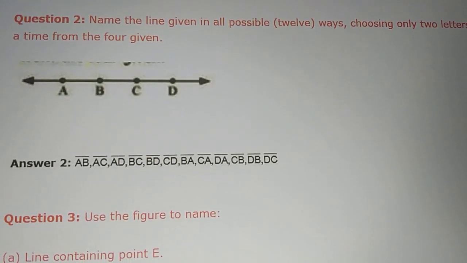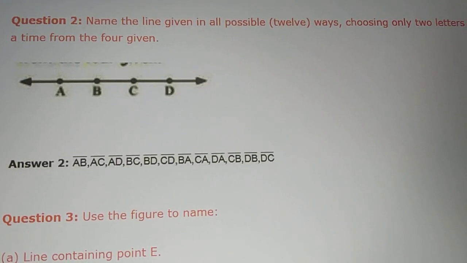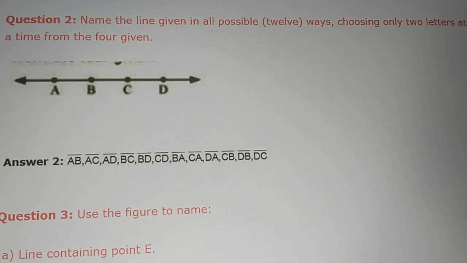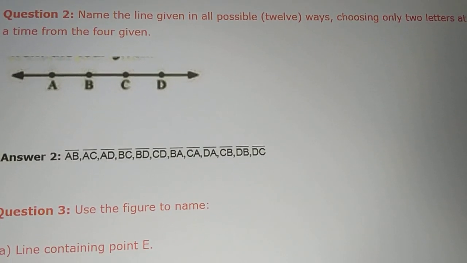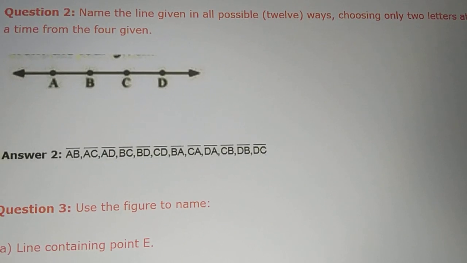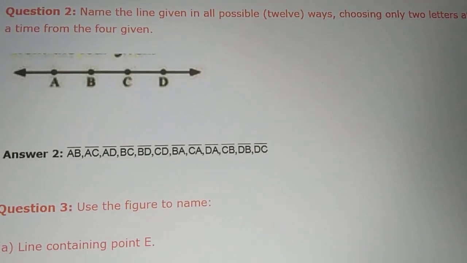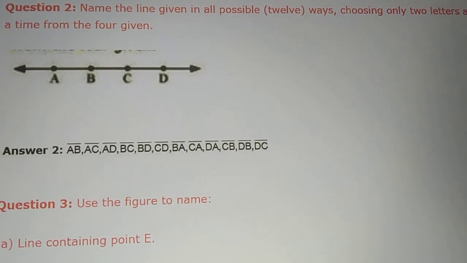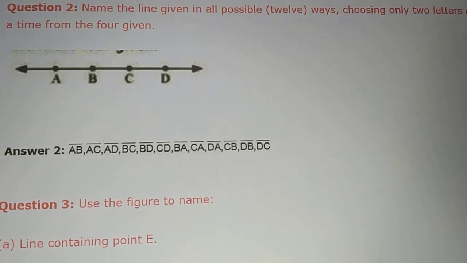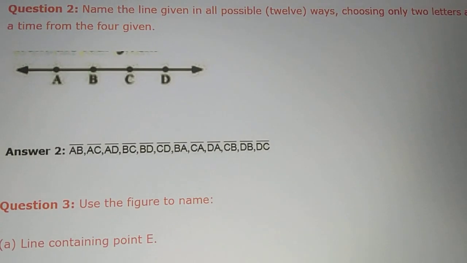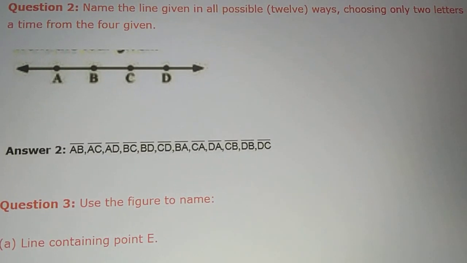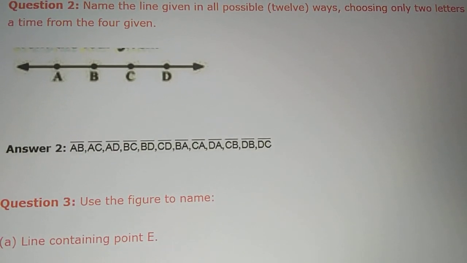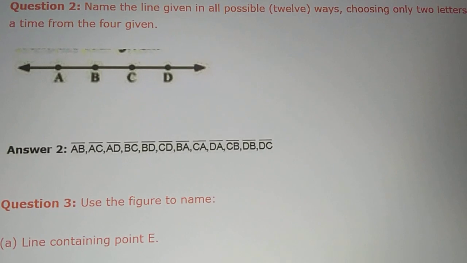Name the line given in all possible 12 ways, choosing only two letters at a time from the four given. As you can see, four points are given and you have to write the 12 ways. So you can write AB, AC, AD, BA, BC, BD, CA, CB, CD, DA, DB or DC. In this way, one by one you can write the 12 ways.